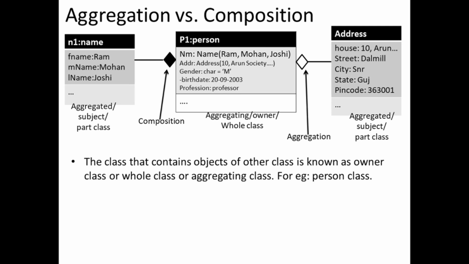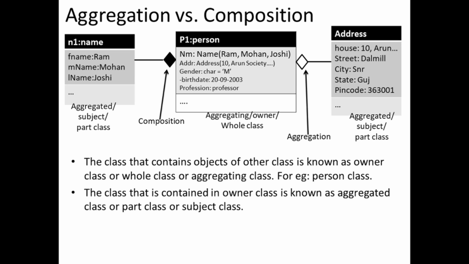So the class that contains objects of other class is known as owner class or whole class or aggregating class. Remember the word aggregating class. Say suppose here person class is known as aggregating class, whereas the class that is contained in owner class, remember this sentence, the class that is contained in owner class, means whose part is in another class, is known as aggregated class or part class or subject class. So name and address, these two are aggregated class.